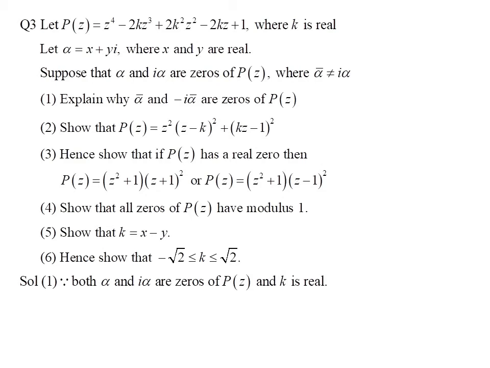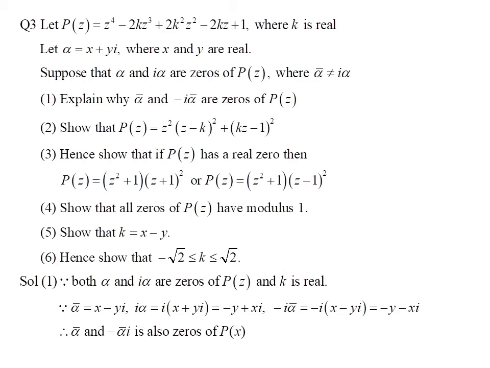Since both alpha and alpha i are zeros of the quadratic polynomial pz, and k is a real number, according to the conjugate zero theorem, the conjugate of a complex zero also is a zero of the polynomial. As it can be seen that the negative alpha i equals negative y minus xi, which is a conjugate of alpha i. So both conjugate of alpha and the negative alpha i are also zeros of the quadratic polynomial pz.